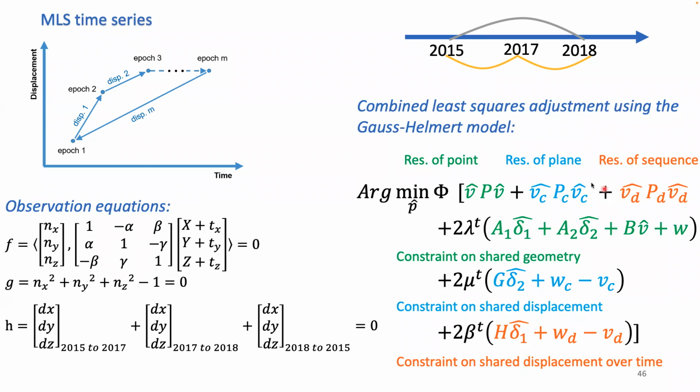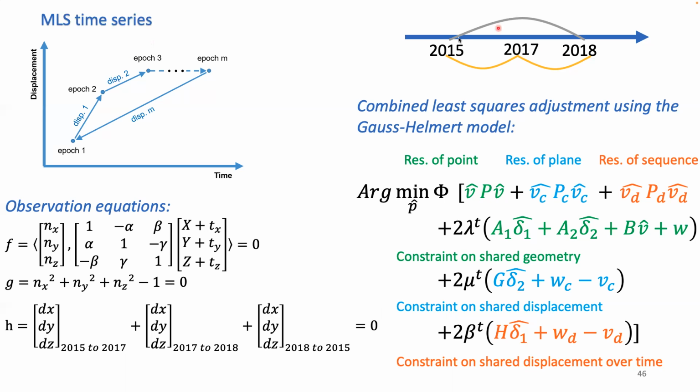And so we can take our least squares solution that had our geometry constraint and actually add another constraint that is the shared displacement. And that constraint is that the dx, dy, dz from 15 to 17 plus from 17 to 18 plus, and you notice here we've reversed the years, 2018 back to 2015. If we add those three together, the answer should be 0. And so we're adding another additional constraint on.